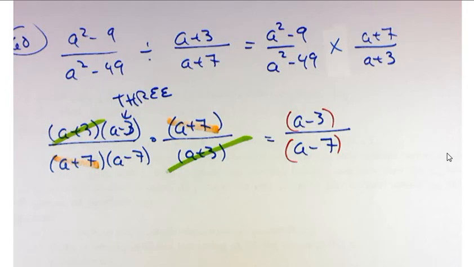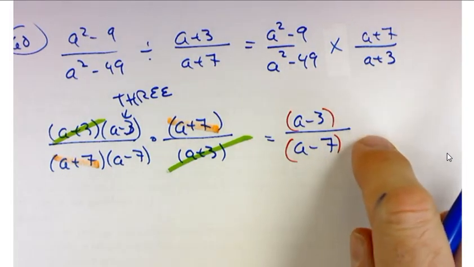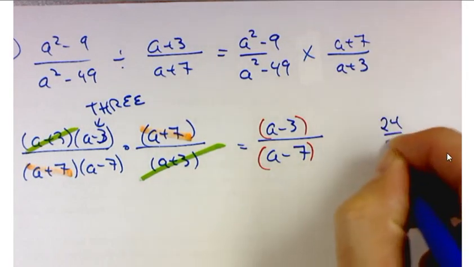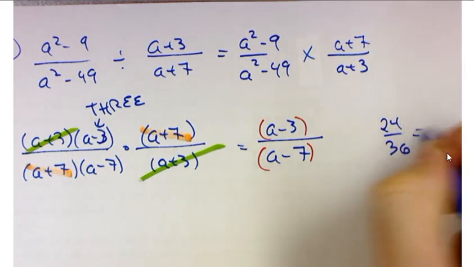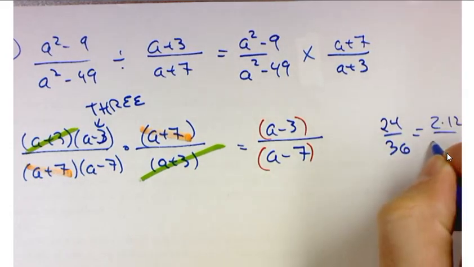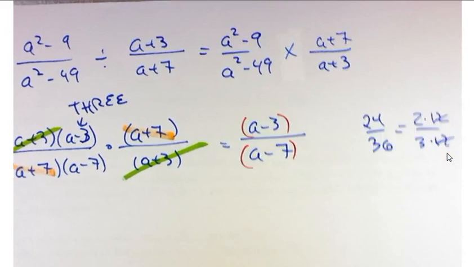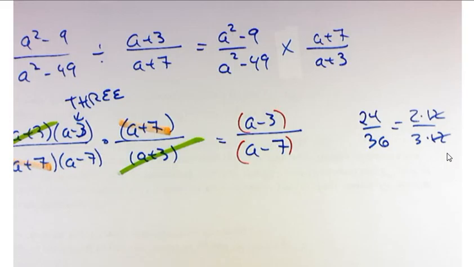Yeah, this is in lowest terms. You're basically getting rid of any common factors. I mean, it's really a glorified version of, say, 24 over 36 and saying, oh, well, I could write that as 2 times 12 over 3 times 12 and then cancel out the 12s. So you're just putting these things in lowest terms is what you're doing. And you do that by canceling out whatever is common to numerator and denominator.